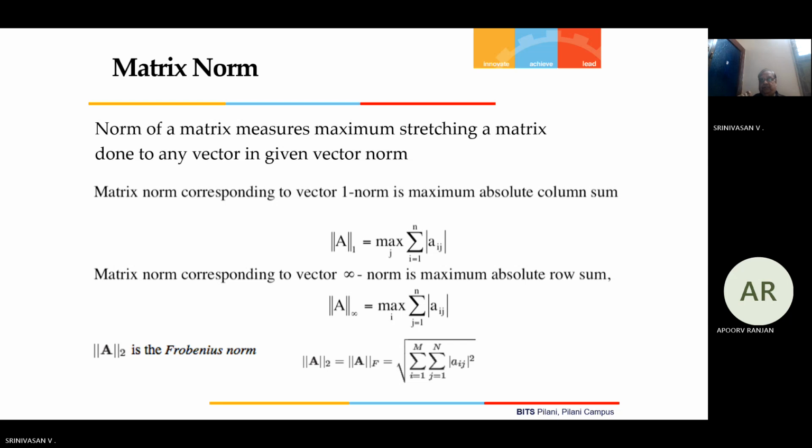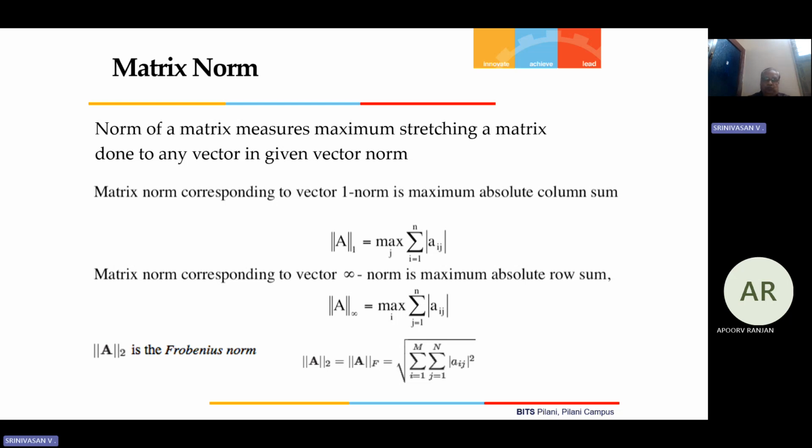Now the matrix norm corresponding to the vector infinity norm. Just a notation, we don't go to the infinity concept here. In the same way, norm A1 is the matrix norm corresponding to the vector 1 norm, the maximum absolute column sum, and the matrix norm corresponding to the vector infinity norm is the maximum absolute row sum. So norm A suffix infinity equals the maximum over i of the summation of modulus Aij, j equal 1 to n.